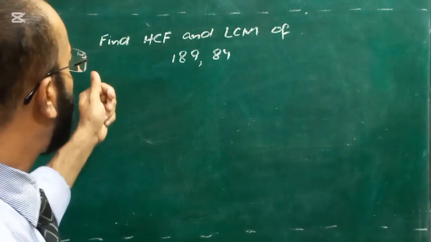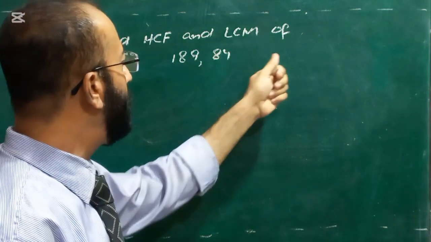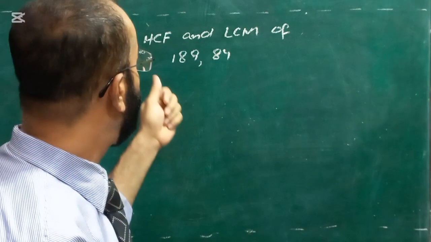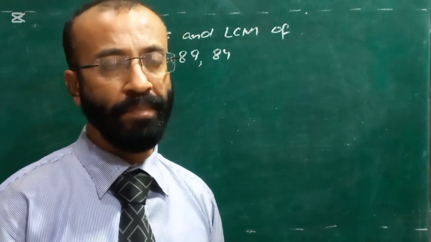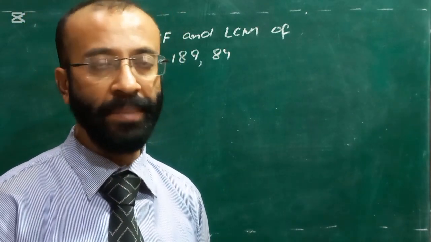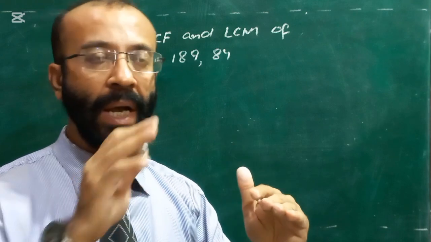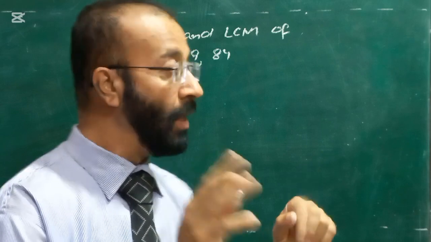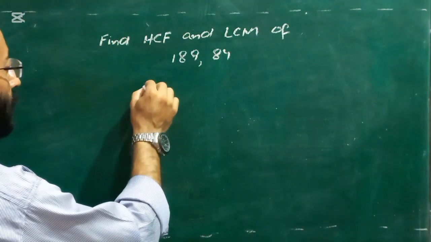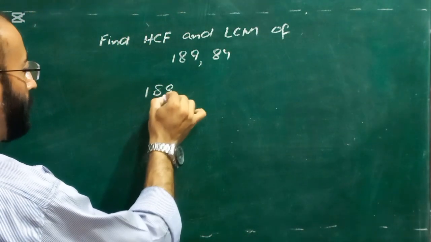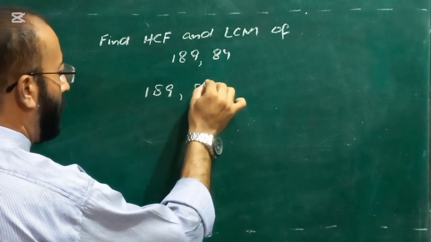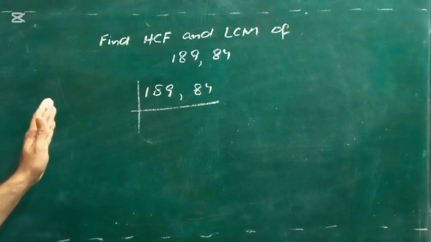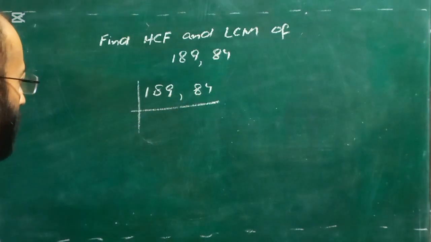Here is another question, that is find the HCF and LCM of 189 and 84. So first we are going to find the HCF. So the method for HCF will be, we will go to the stage up to when the numbers will come into the same number. So the method will be, look now. So these are the numbers 189 and 84. So first we will note a number in which both numbers are coming.